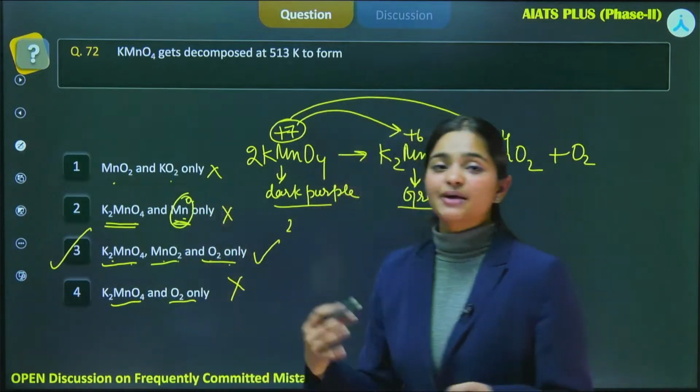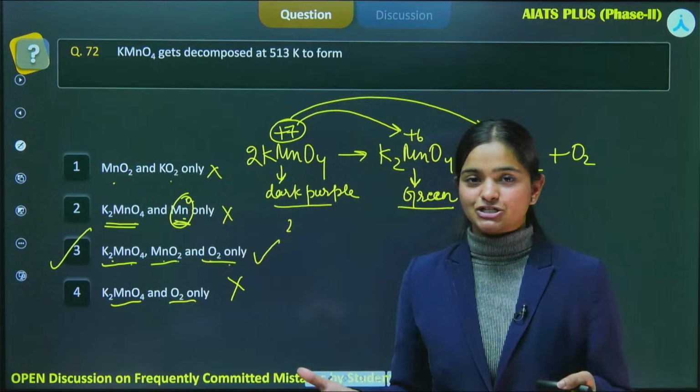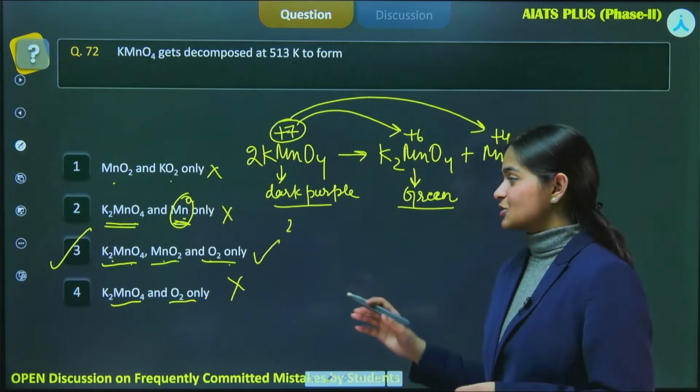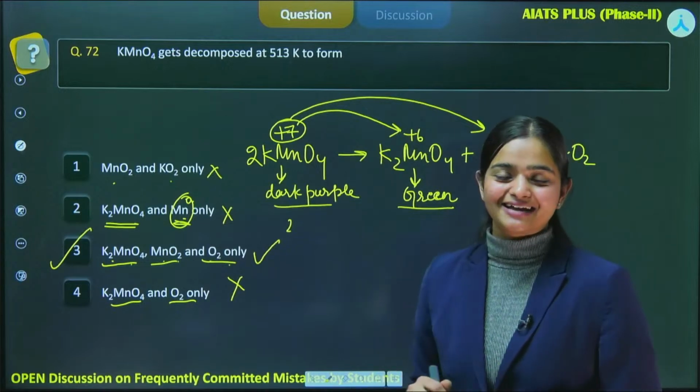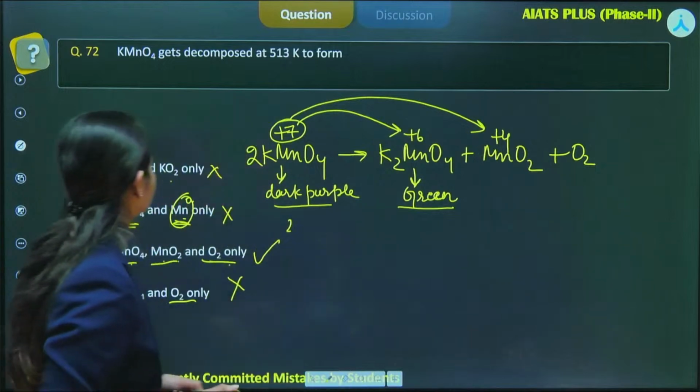Definitely manganese as a metal exists, but it does not show 0 oxidation state in a reaction. So option 3 is the right answer. Now let's move on to the next question.